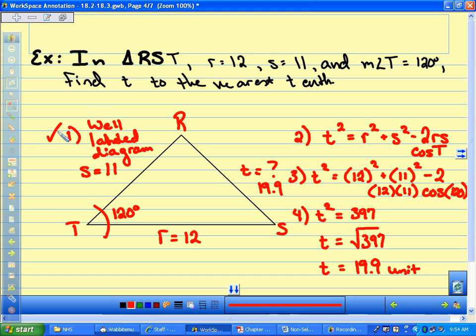Okay, so step number 1 will always be a well-labeled diagram. Step number 2 will be the formula appropriate to our situation.